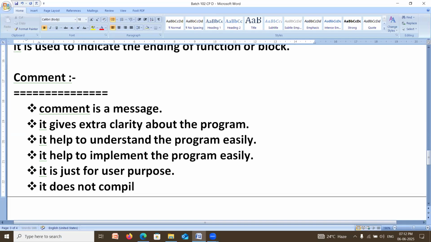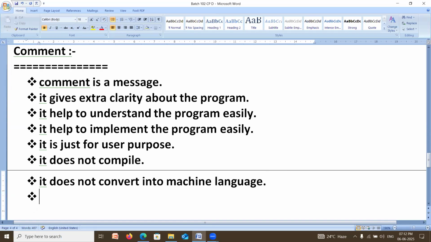What is the meaning of compile? Compilation means whatever program you write in English, computer cannot understand English. We need to convert this program into machine understandable language. That conversion process is called compilation. So whatever you write in the form of comment, it doesn't compile, means it doesn't convert into machine language. If it does not convert into machine language, then it does not execute also.